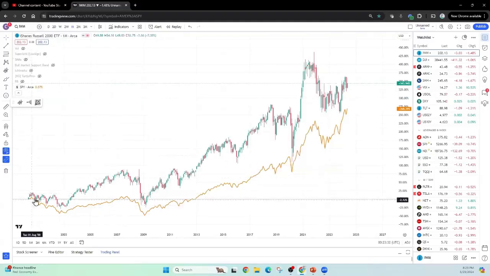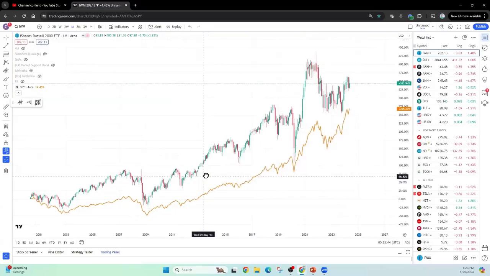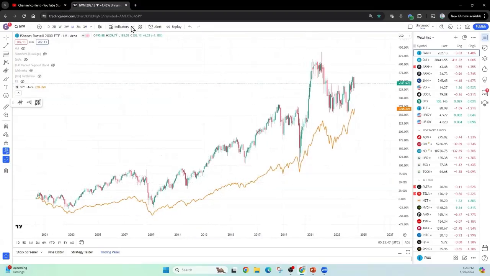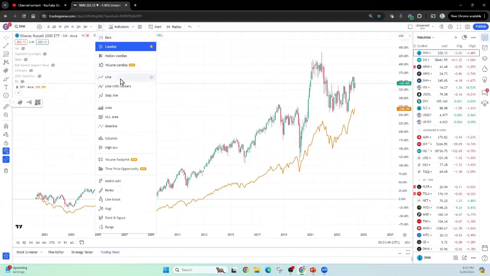Since the inception of the IWM, you can actually see that IWM has outperformed SPY, right? Really since like 2000. Wow. Yeah, so that's an argument, right? Another thing I also want to point out, I'm going to make both of these lines just to make things a little bit more consistent here.